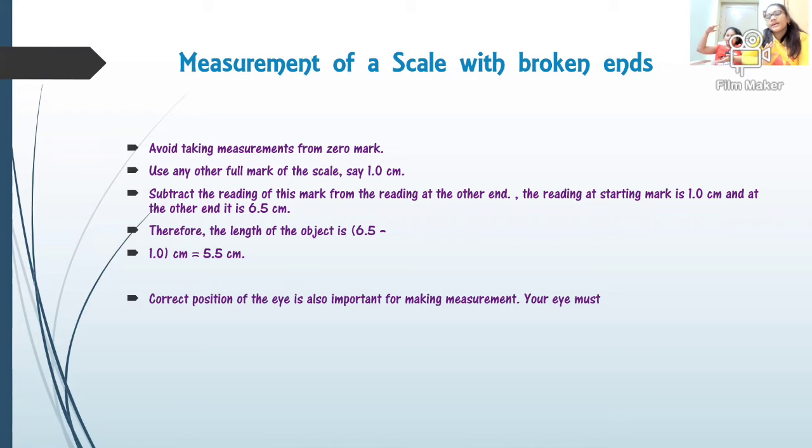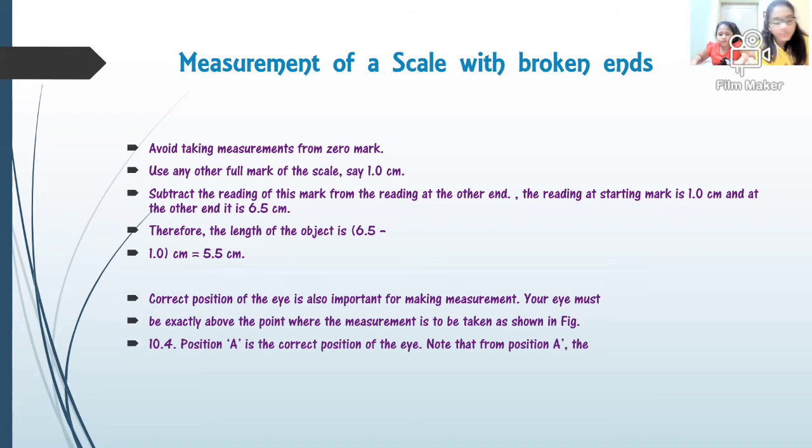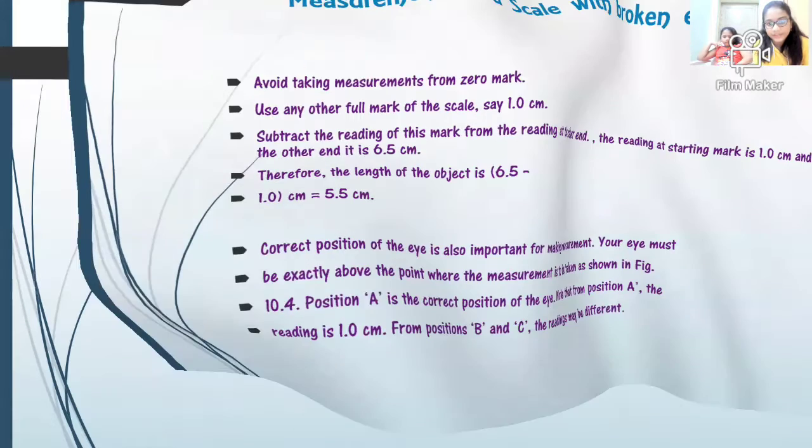Now, the most important thing of measurement with a scale or whatever is that correct positioning of the eye is also important for making measurement. Your eye must be exactly above the point where the measurement is about to be taken, as shown in the figure. Actually, there is no figure right here, but I can show you, because if my measurement is from this way, I can see the things completely differently. Now, the correct measurement I would not get. I would get something else. But if I measure in a perfect manner from the point A to the point B, then I would get the perfect one.